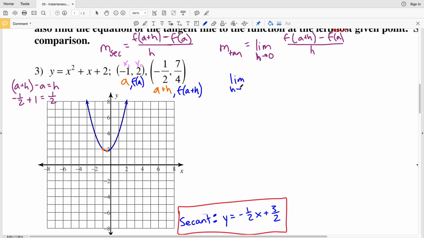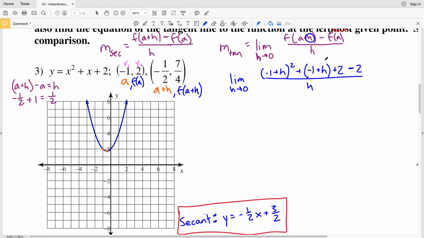So I have the limit as h approaches 0 of, let's calculate f of a plus h. If a is equal to negative 1, that's going to be negative 1 plus h squared plus negative 1 plus h plus 2. So this is f of a plus h, where a is negative 1. And then I'm subtracting f of a, which is a positive 2. And that's all over h.